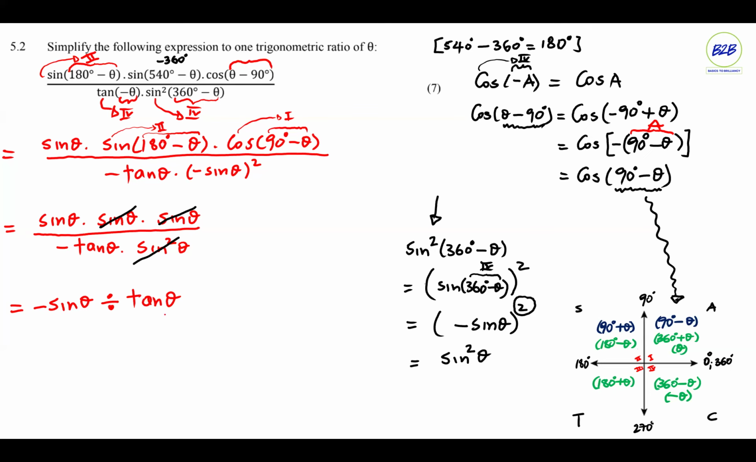It is because I am going to change this tan. Change it to what? I am going to change it into sine theta over cos theta. So that on its own is a fraction. Having fractions under fractions, that's a very big problem.